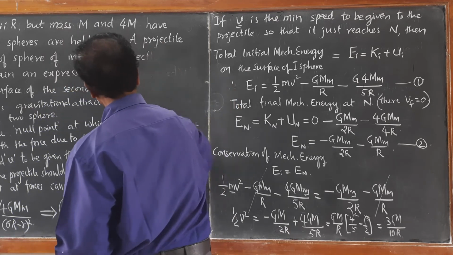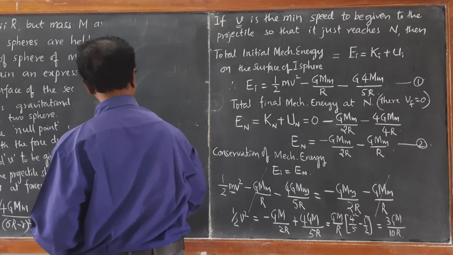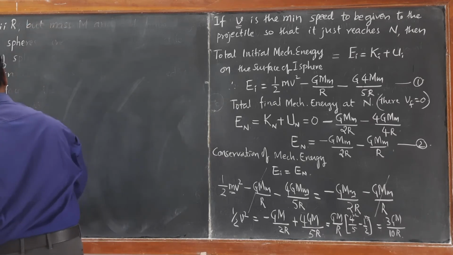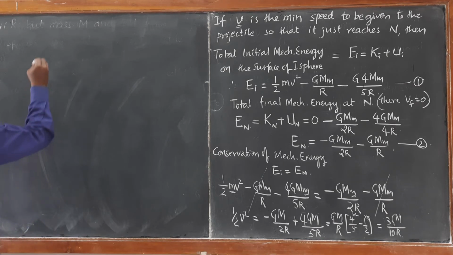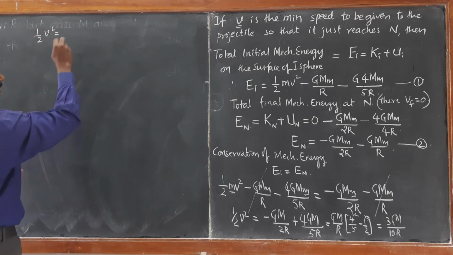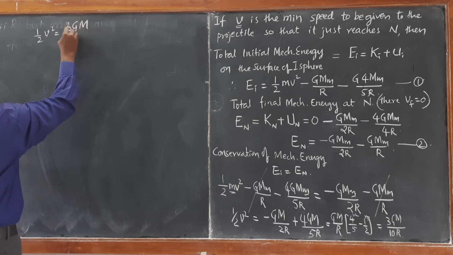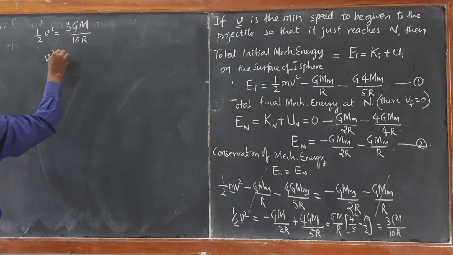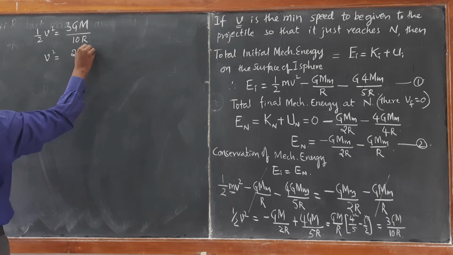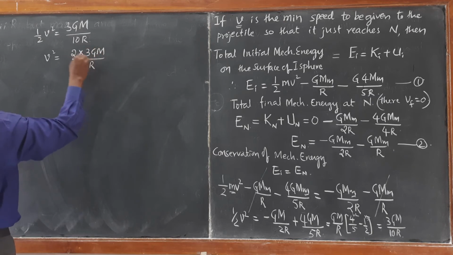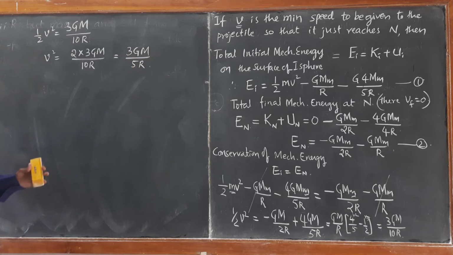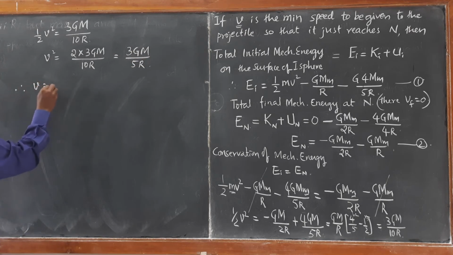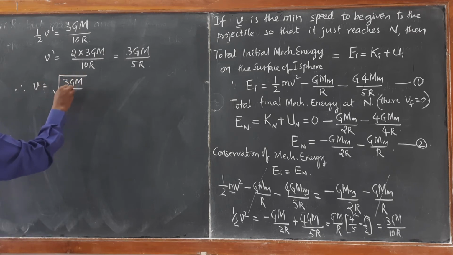Therefore, half v square is equal to 3 GM upon 10r. So v square is therefore equal to, take this to the right hand side, 2 times 3 GM upon 10r. So 2 ones are 2, 2 5s are 10, thus it becomes 3 GM upon 5r. So taking square root on both sides, we get therefore v is equal to square root of 3 GM upon 5r. Right? So this is how we get the result.